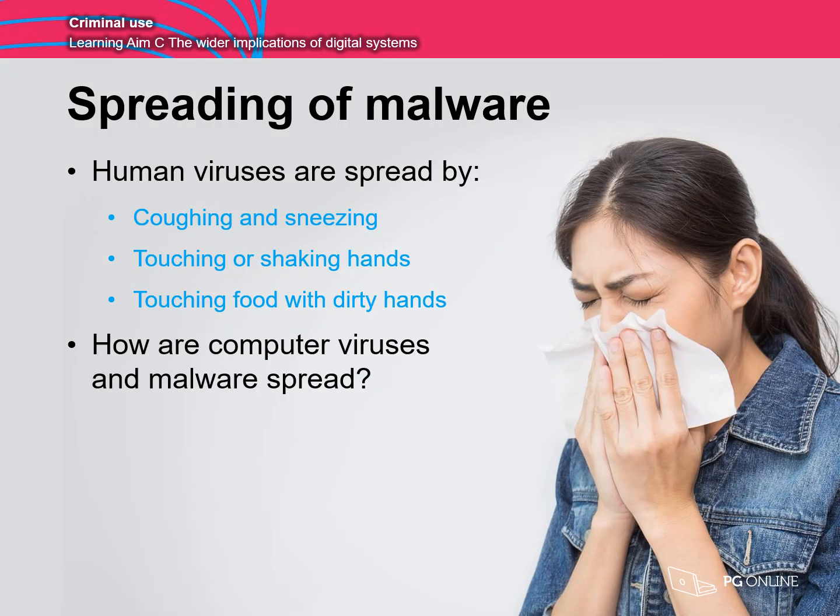Malware can be spread from system to system in many different ways. Let's compare that to a human form of malware, a human virus, such as a cold. We can spread that through coughing and sneezing. We can touch hands, and by touching these hands, we are then spreading the virus across. And also by touching food. If we touch the food and then we eat that food, the virus will get into our digestive system. Have a think how a computer virus and malware could be spread.